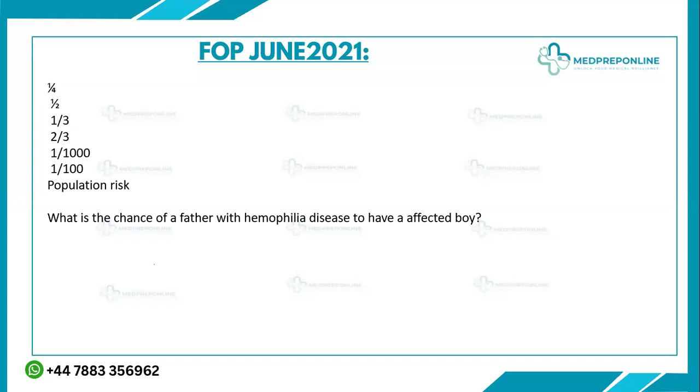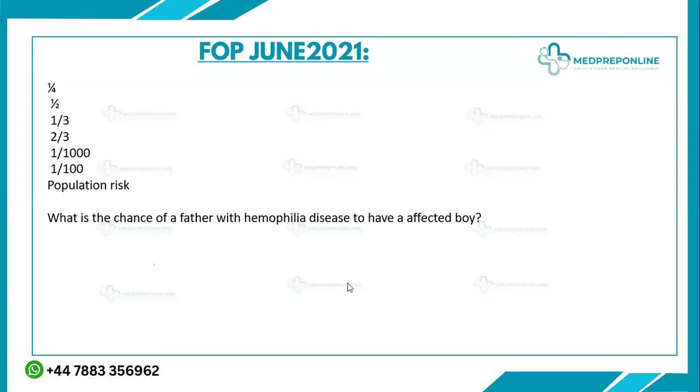Anyone? What is the chance of a father with hemophilia disease to have an affected boy? Now the father is here, who is affected with hemophilia. Hemophilia is an X-linked disorder. They're asking about the chance for the affected boy. Okay, so the boy is affected. What is the chance to have an affected boy? Hmm. It's population risk, as boys won't be affected.